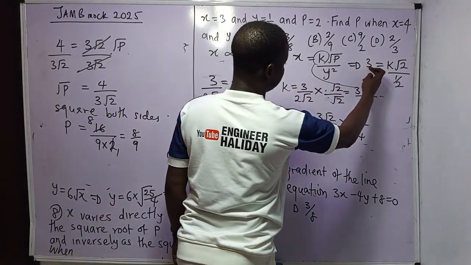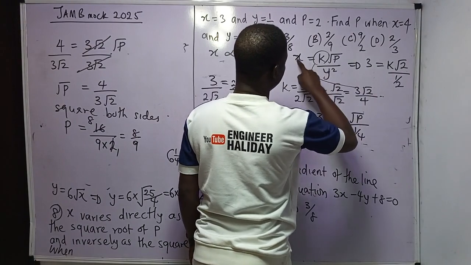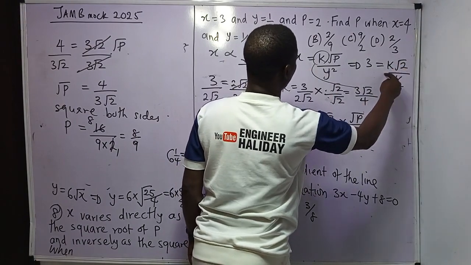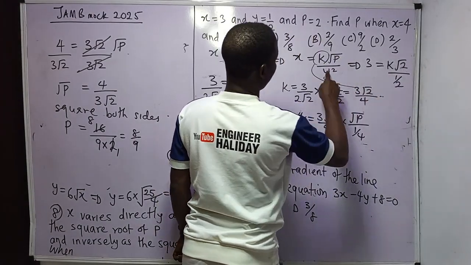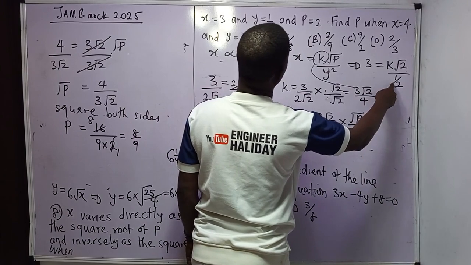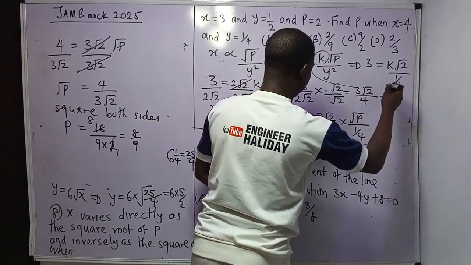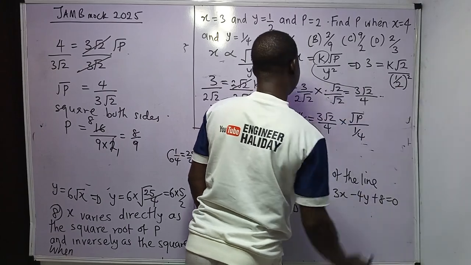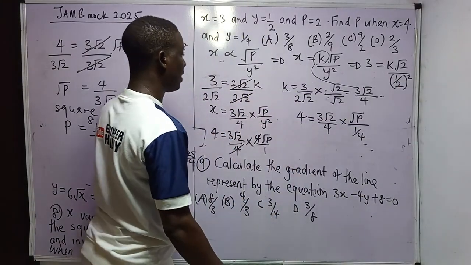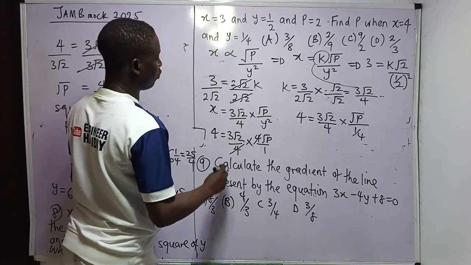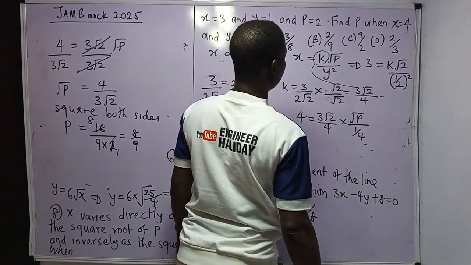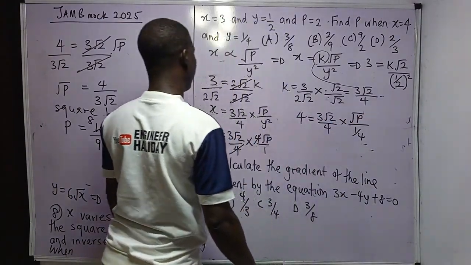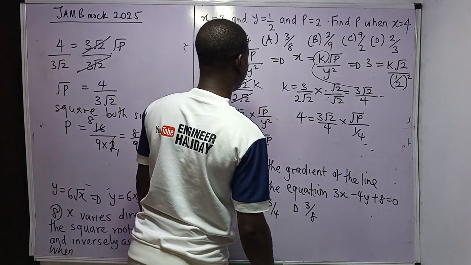So that means 3 equal to what? We now put 3 equal to k root 2 over y, where p equals 2. Then y equals 1 over 2, which is supposed to be squared. Sorry, I think that's where the problem is. Square it. So if you square that one now, the square of this one is 1 over 4.